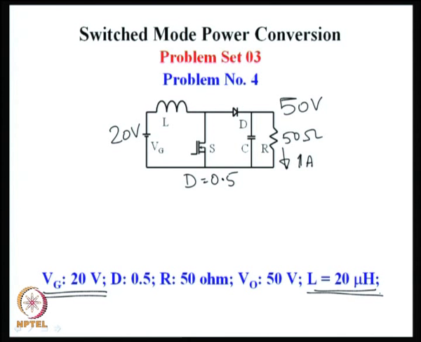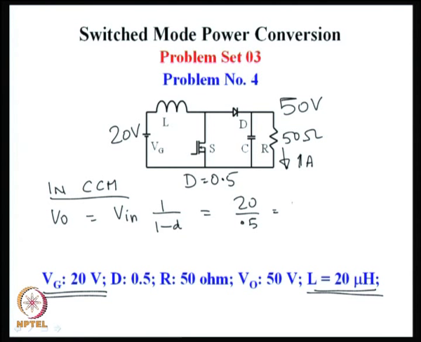So, the first thing that we would like to know is, is this converter operating in CCM, continuous current mode, or discontinuous current mode? This is a boost converter. It is operating with a duty ratio of 0.5. In CCM, continuous current mode, output voltage is V in, input voltage, multiplied by 1 by 1 minus D, which is equal to 20 divided by 0.5, which is 40 volts. So, if the converter is operating in continuous current mode, the output voltage should be 40 volts. Okay.